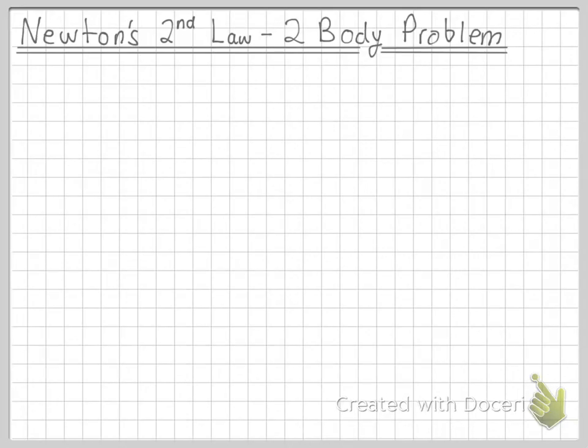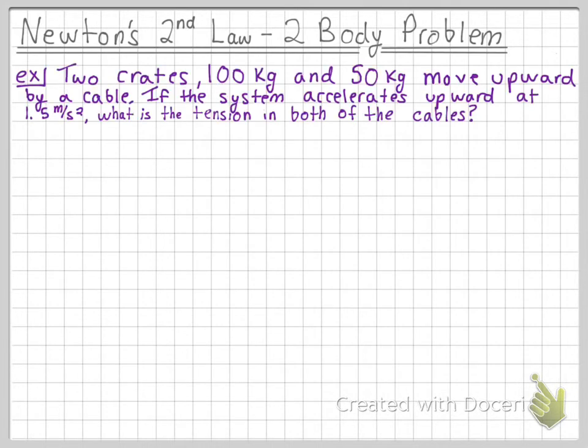This video covers how to approach Newton's second law problems when there are two objects involved. Let's work through this example. Two crates, 100 kilograms and 50 kilograms, move upward by a cable. If the system accelerates upward at 1.5 meters per second squared, what is the tension in both of the cables?